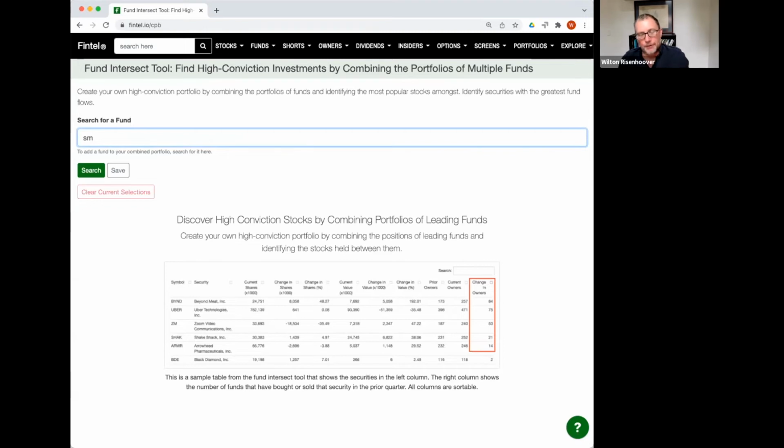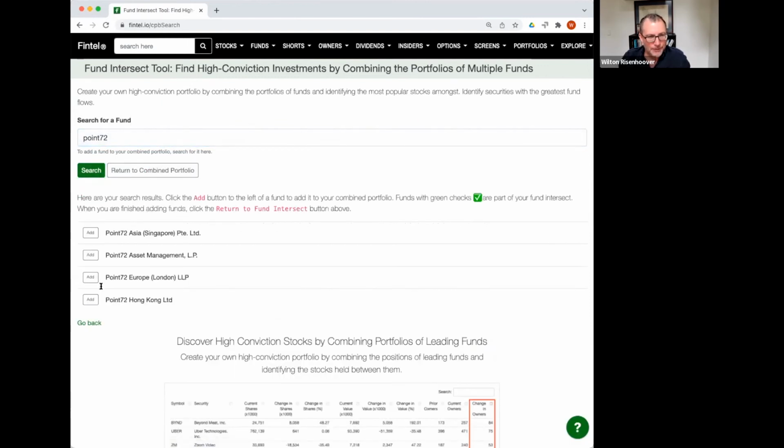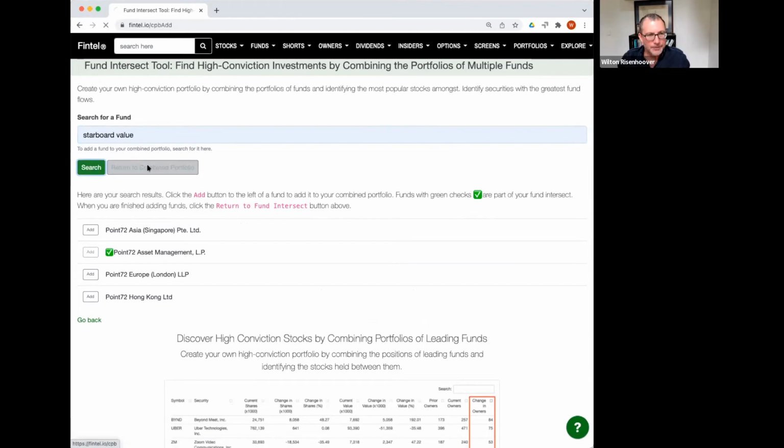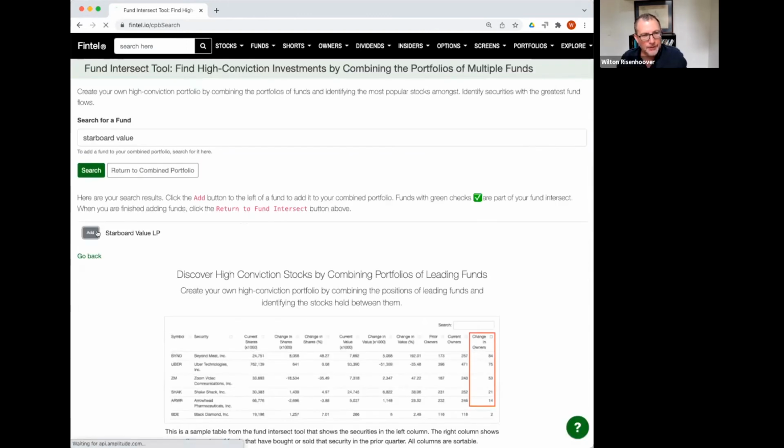So you can go out and pick your favorite hedge fund. So I could say 0.72. Let's add this guy. Okay. Now let's say Starboard Value. Okay. Let's search for this guy. Let's add this guy. Okay.